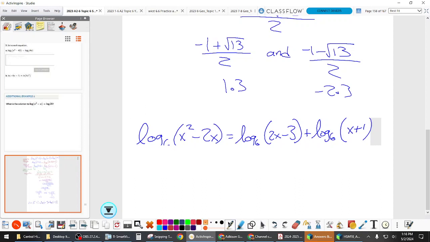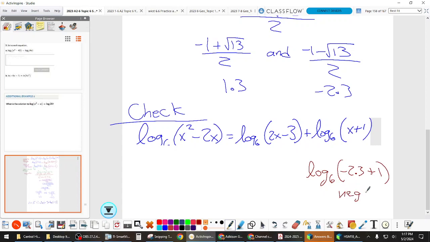So here's how I want you to do the check step. I said I don't need to plug it in the whole thing. Which one of those two answers is probably more concerning in the first place? Let's check the negative first. Maybe it's fine, maybe it's not, but I would start there. Negative 2.3 plus 1. Does that work? No. So log base 6 of negative 2.3 plus 1 is the log of a negative, so this is extraneous.